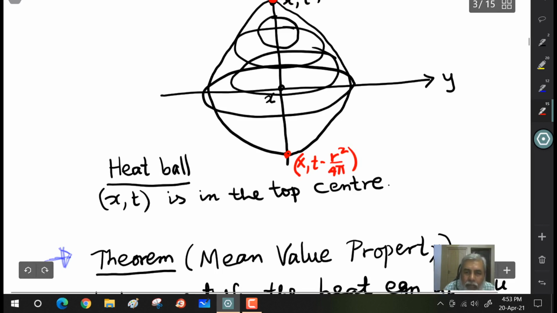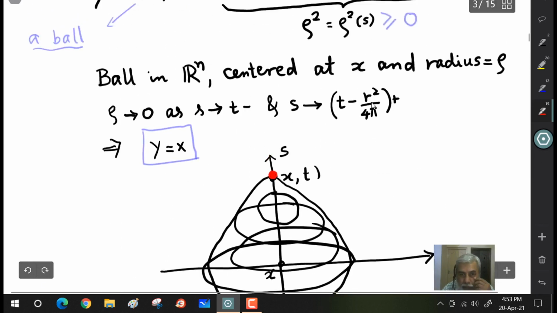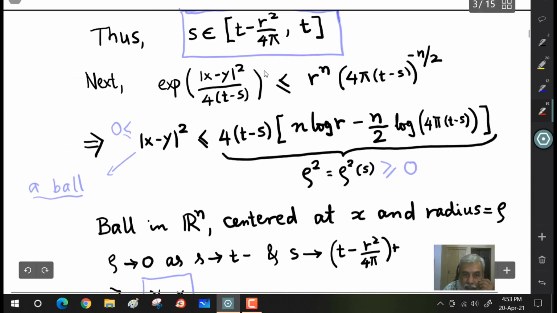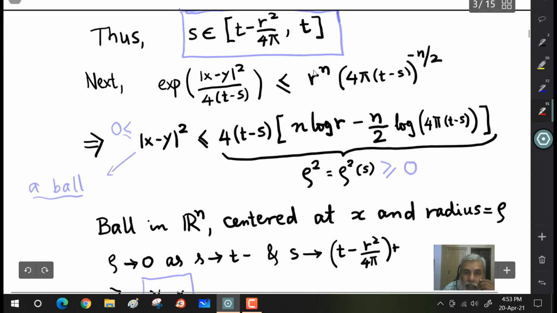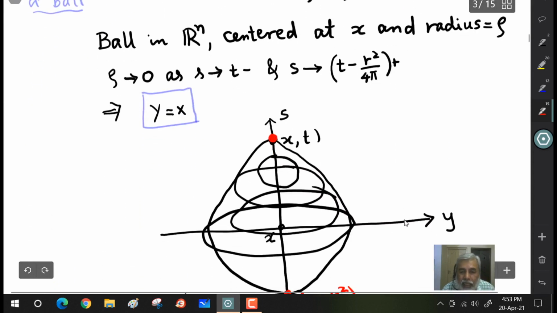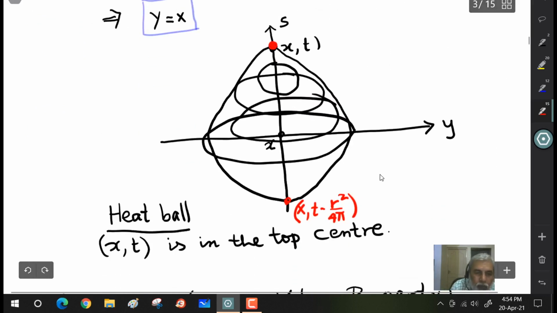So exactly not a ball, but a very nice union of spheres for these values of s. So the heat ball is nothing but you get several balls and then you take the union. So it's a nice smooth domain with smooth boundary.